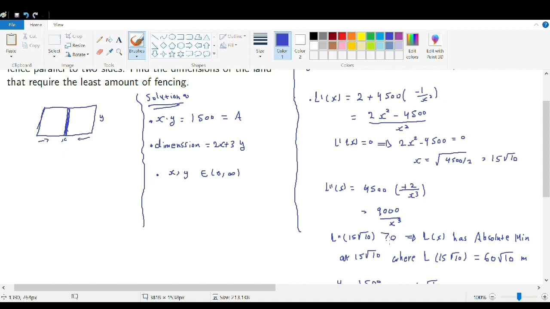Since it is greater than 0, that means L has an absolute minimum at the point 15 root 10. Why did we say an absolute minimum? Because this is the only critical number in the interval from 0 to infinity. That's why it is an absolute minimum.